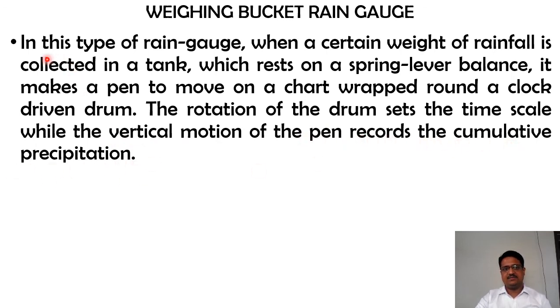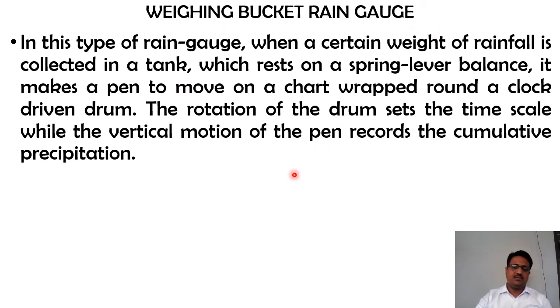So just now what I have explained: in this type of rain gauge station, when a certain weight of rainfall is collected in the tank, that is, in that measuring cylinder, which rests on a spring lever balance, it makes a pen move on the chart wrapped around a clock driven drum. So the spring is connected to the pen, and the pen is connected to the clock driven drum. The rotation of the drum sets the time scale, that is, the x-axis becomes the time scale, whereas the vertical motion, that is, the y-axis, is the cumulative precipitation. Okay, so this is what your weighing bucket type of rain gauge station is.